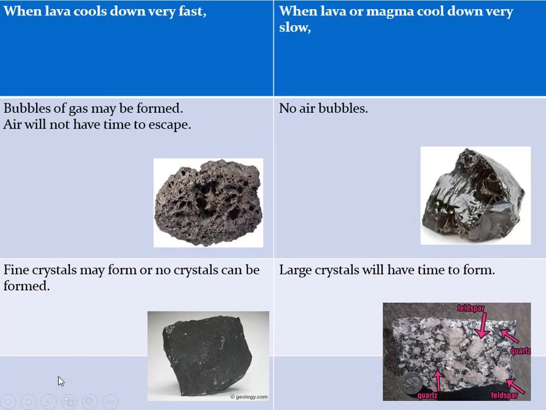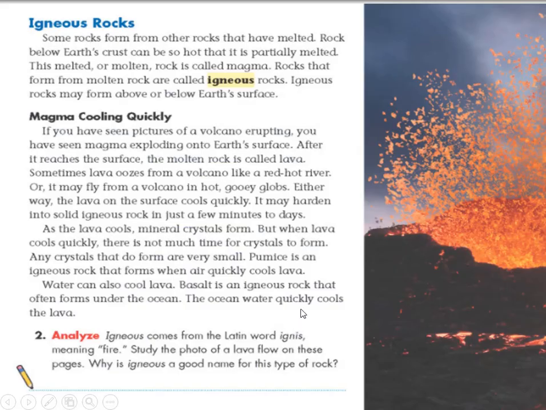When the lava cools down very fast, fine crystals may form or even no crystals can be formed because there is no time for the crystals to form. But when they cool down very slowly, the large crystals will be formed because they will have time to form. You are not asked to memorize these words, but you have to just know that when the lava or the magma cools down very slowly, the larger crystals will have time to form. Got it, girls?